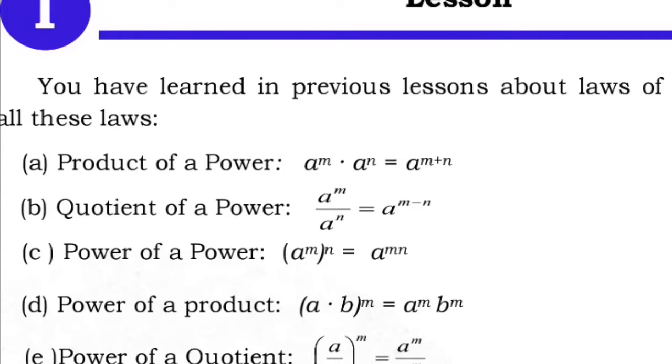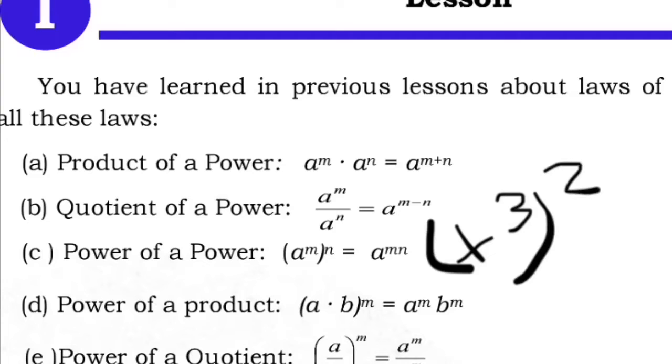Then for power of a power, you have a to the power of m being raised to the power of n. So this is equal to a, the base, then multiply the exponents, m times n. For example, if we're going to have x cubed squared, you're going to copy the base x, so this will be equal to x, then multiply the exponents, 3 times 2, that will be 6.